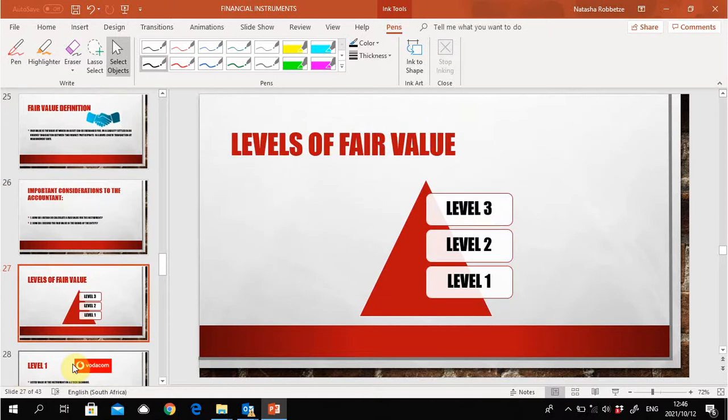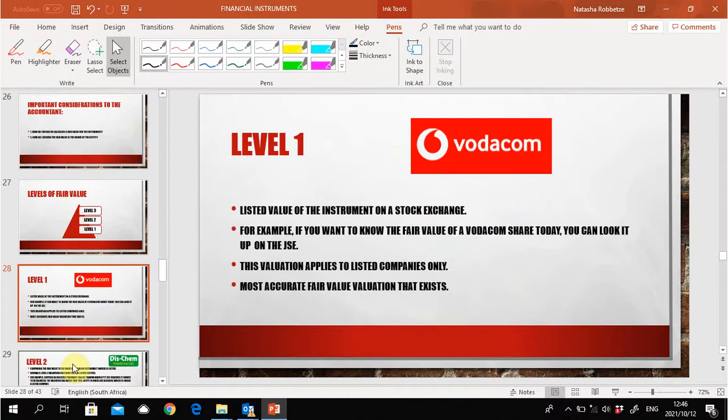Right, so there are three levels of fair value that can be used to calculate the fair value of an instrument. So level 1, level 2, and level 3, of which level 1 is the best and level 3 is the worst. So let's look at what this means. For level 1, the fair value of an instrument is determined through the stock exchange. So this requires that an item needs to be listed on a stock exchange. And this is the most accurate fair value valuation that you can find.